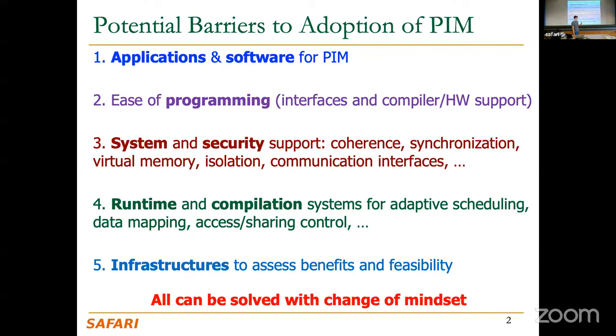Then we have system and security support. Yesterday, we were already talking about how to deal with virtual memory address translation or with cache coherence in some systems, for example, and we will see a few slides later. If you have a CPU accessing memory and inside memory we have processing near memory cores or PIM cores, they might be operating on the same data structures. So we always want all processors to access updated values, updated data, right? So we need to enable some coherence mechanisms to coordinate basically both sides.